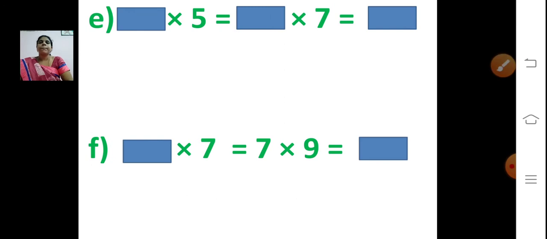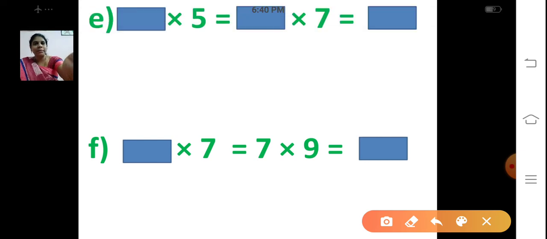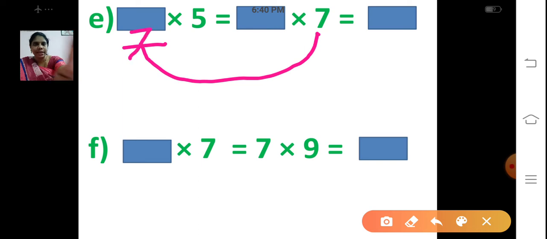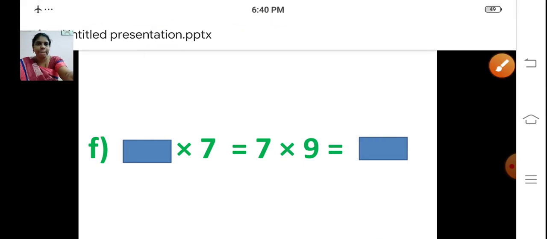Next sum. Dash into 5 is equal to dash into 7. In each one we have one missed out. Just see here. Here we have dash into 5. Whether 7 is there in this. Now this 7 is missed out here, right? So we'll write this 7 here. So 7 into 5 is equal to, here we have 7. This 5 is missed out here, right? So write down 5 in the box.